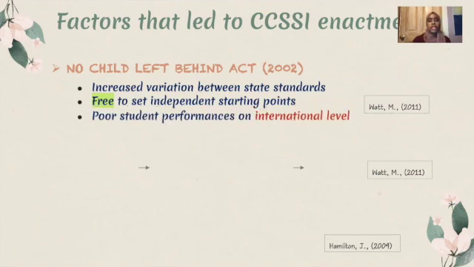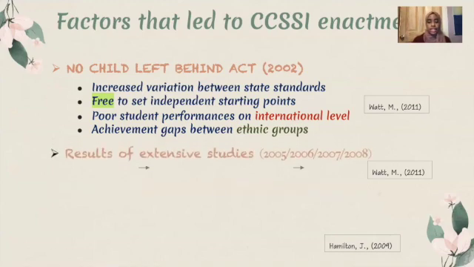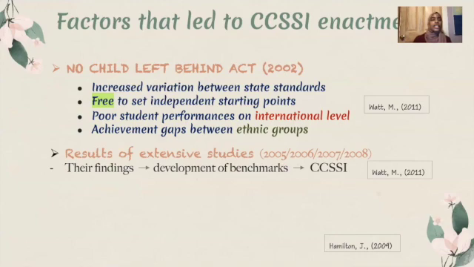Poor student performance on the international level was witnessed more and more, and achievement gaps between ethnic groups were widening. All of those negative implications led people to stop and think, okay, we need to do research and find out where the problem is and how we can fix it. So in 2005, 2006, 2007, and 2008, a lot of extensive studies were made, which focused on studying how certain states could work together to create standards and how their students performed. The results were positive, and that led to the Common Core State Standards Initiative. I'm going to explain it a little bit more later.